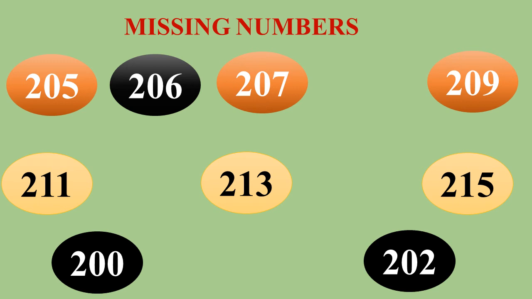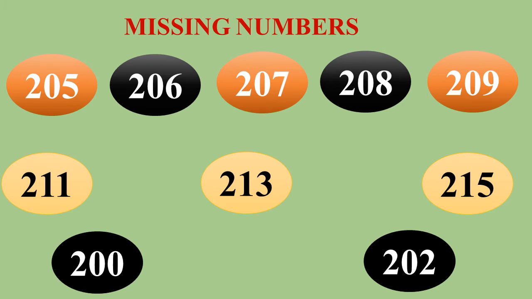In between 207 and 209, one number is missing. Answer is 208, 208.